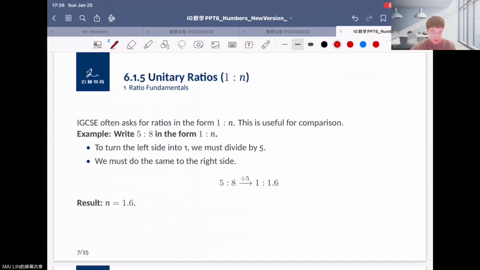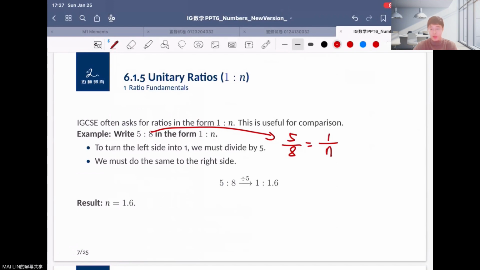Sometimes IGCSE requires you to write a ratio like 5 versus 8 into the form 1 versus n. You can just write it as fractions. As we said before, 5 versus 8 can be written as 5 over 8, and 1 versus n can be written as 1 over n, okay?